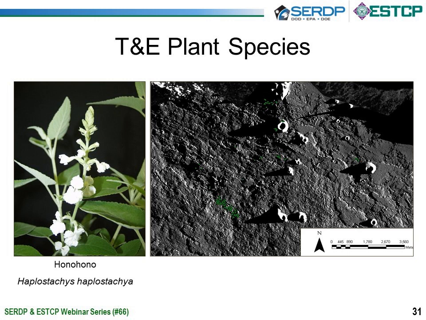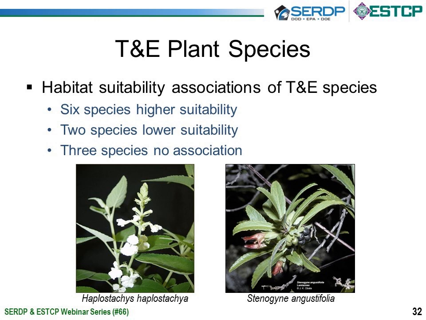This is one of our mintless mints in Hawaii. It's a beautiful plant with very fuzzy leaves and beautiful white flowers. And you can see the green points on the map show the populations of this particular species.